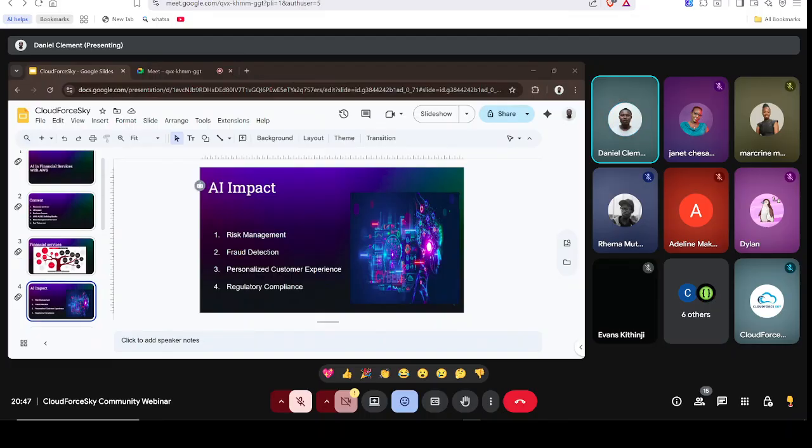So when we go to what AI is doing in personalized customer experience, wonderfully, I think at every point in time we are experiencing this in one way or the other.